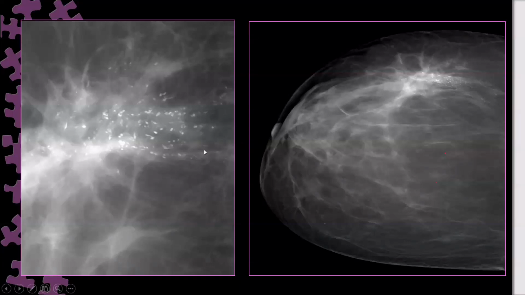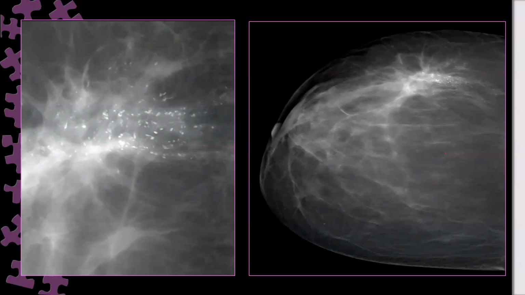This is what? This view. What is the other view? This is magnification. Yeah, spot magnification. How does it help us? It shows that this calcification is associated with a spiculated mass. You see, these all, and this is a pleomorphic type of calcifications.